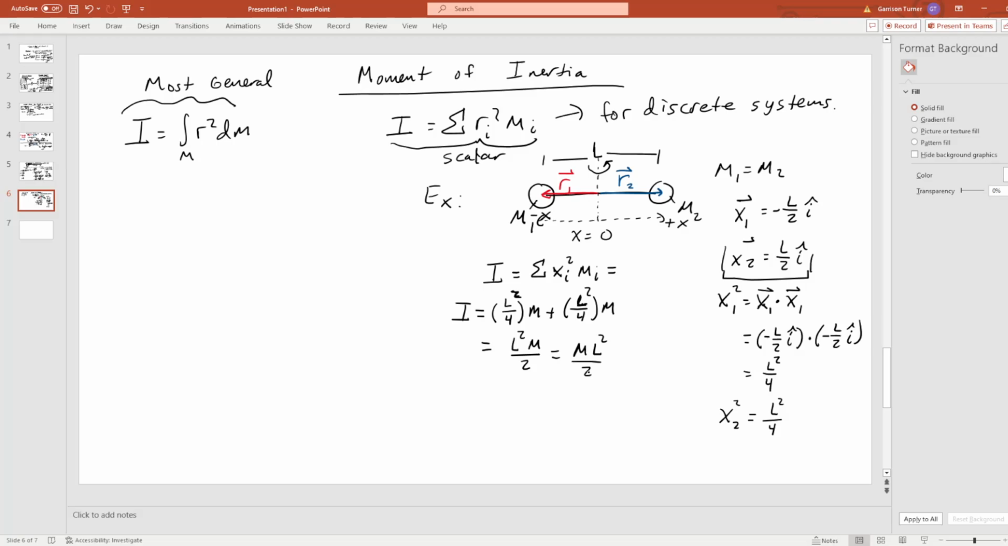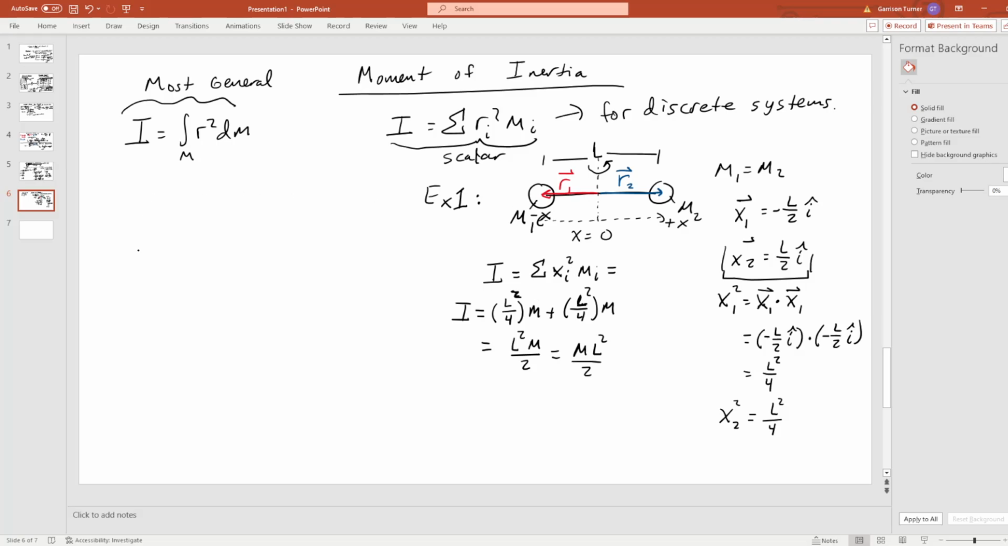If you look at your table for moments of inertia in your book, you'll find all sorts of different combinations for different objects being rotated around different axes. But we will do one specific object, and that is the disk. We will also do the hoop, but the disk is going to be the most in depth of the calculations. Okay, but before we do that, this is example one.